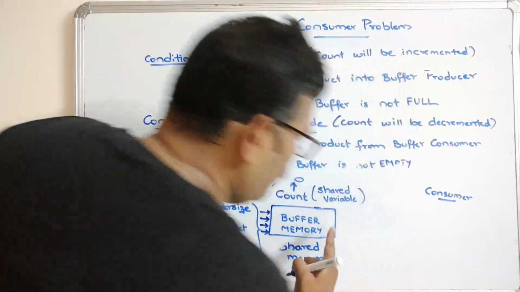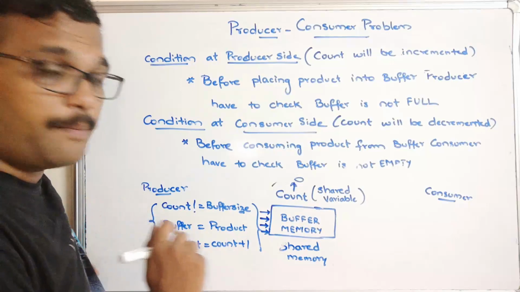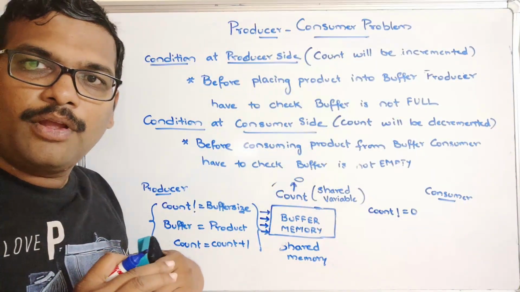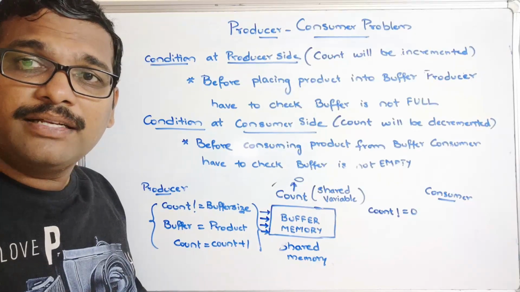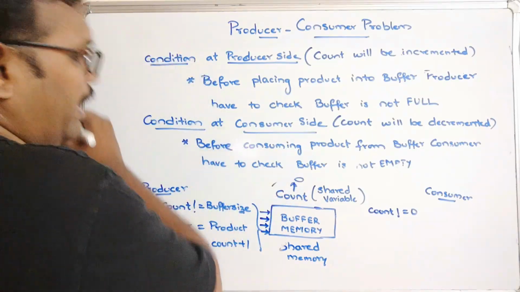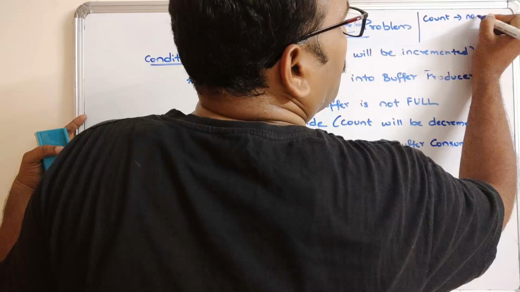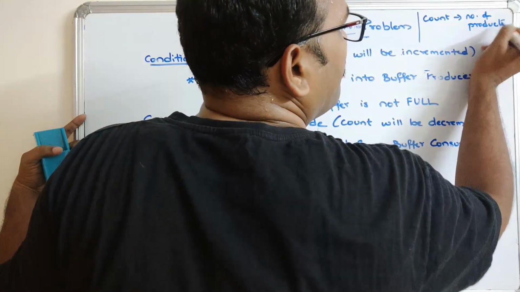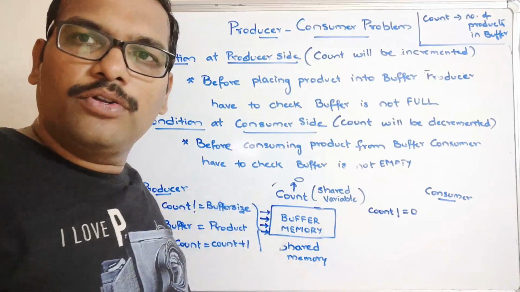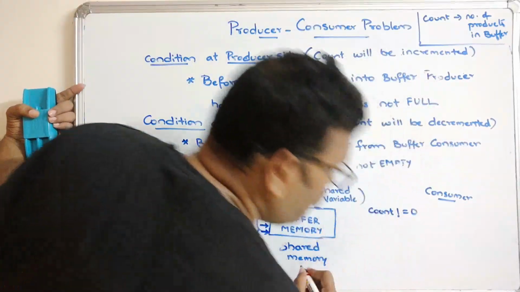And here, the first condition we have to check at the consumer side is whether the buffer is empty. That means, whether the count is not equal to 0. If the count is 0, that implies that there are no products in the memory. So count means the number of products, right? So I'll write here. See, count means number of products in buffer. So if count is not equal to 0, that implies there are some products available in the buffer. So then immediately, see, the products will be consumed.